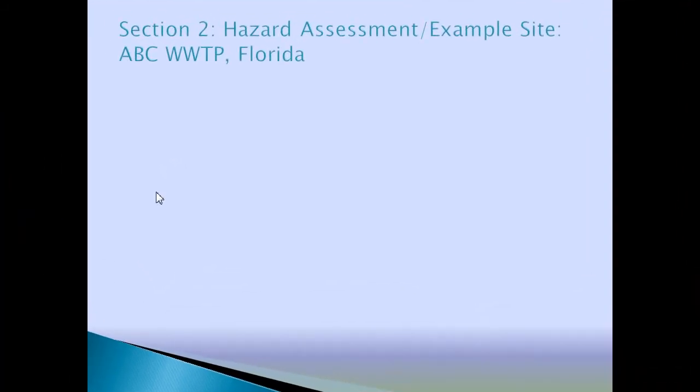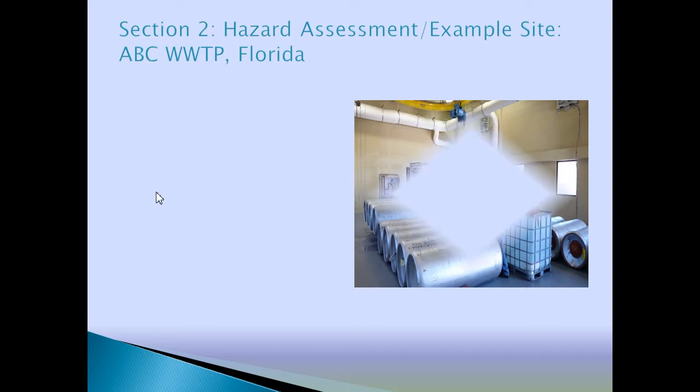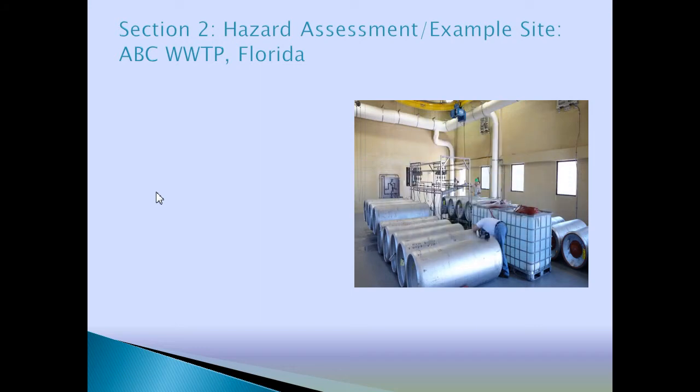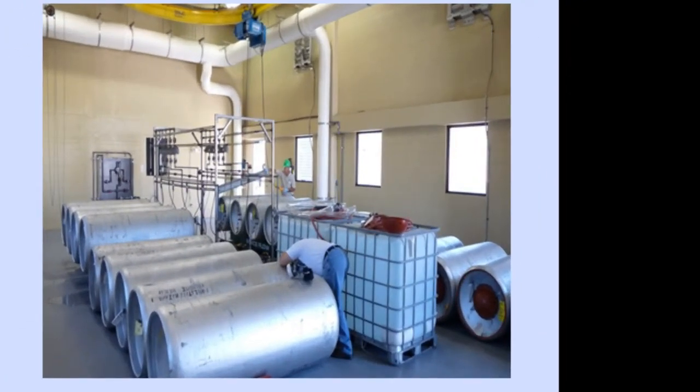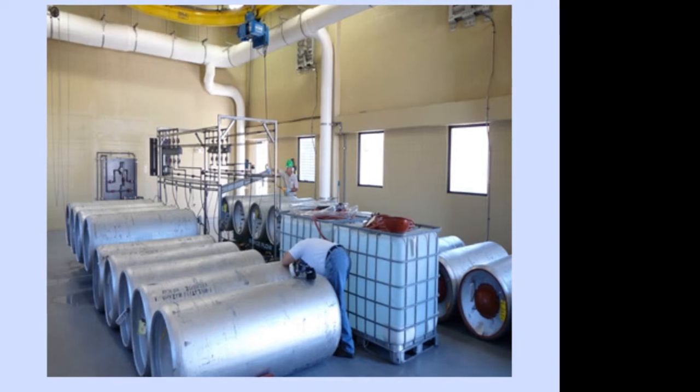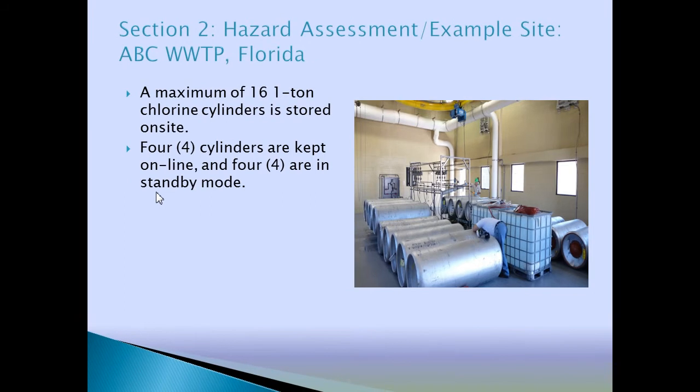So this one is a site example of what they would look like. You see an operator there in the picture dealing with some ton cylinders all around them. There's another operator on the far end. Their facility had a maximum of 16 one-ton cylinders stored on site. 4 cylinders on one bank were kept to feed the chlorine process. This was a wastewater facility.